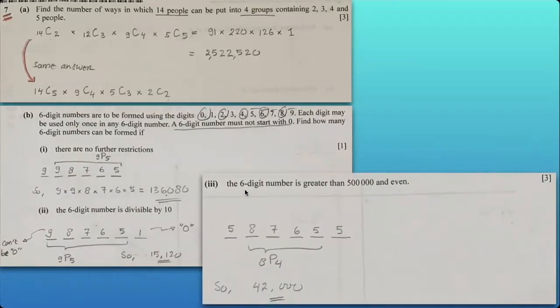Question B3. The 6-digit number is greater than 500,000 and even. Now remember, each digit may be used only one time. Okay. For the last digit, since this is even, we can choose from 0, 2, 4, 6, 8. So there are 5 options. Put it there. And for the first digit, again, this must be greater than 500,000, so we can choose from 5, 6, 7, 8, 9. So there are 5 options.